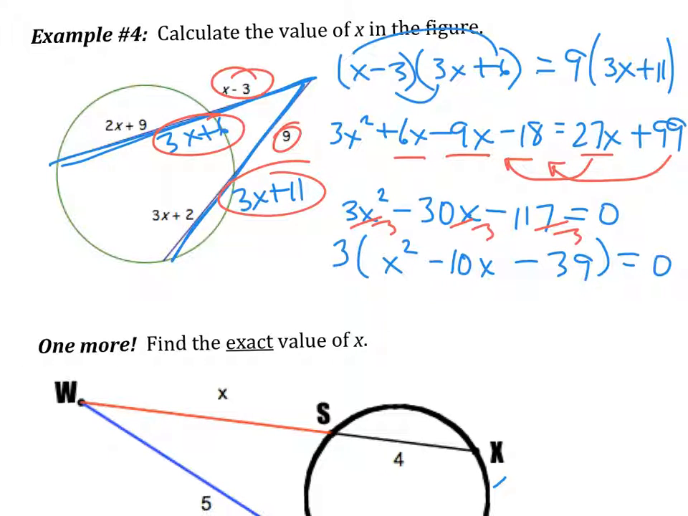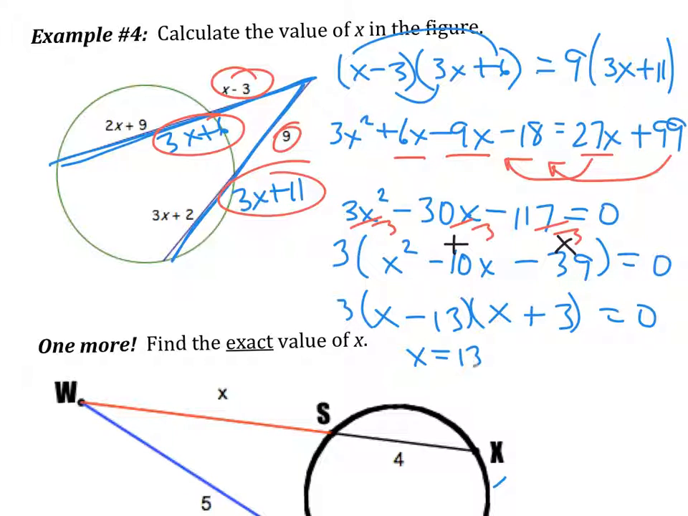All right, so now our focus is we want to unfoil this. So we're going to split it into 2 parentheses. X will be in the beginning of both. And we need 2 numbers that multiply to be negative 39, that add to be negative 10. Negative 13 and 3. Do you agree with them? Yeah. Okay? So negative 13 and positive 3. And then we said when you go to solve, x is equal to the opposite. So x is equal to 13 and negative 3.